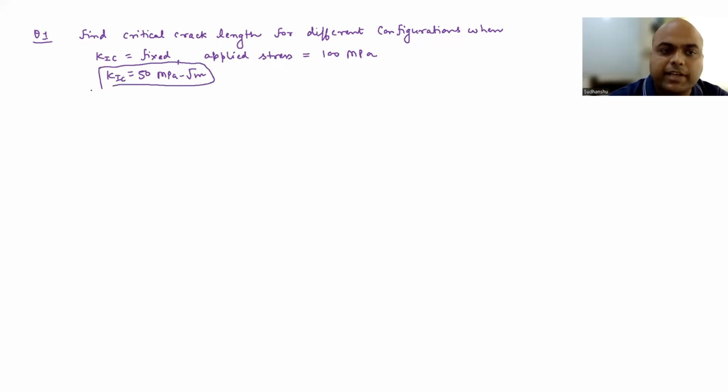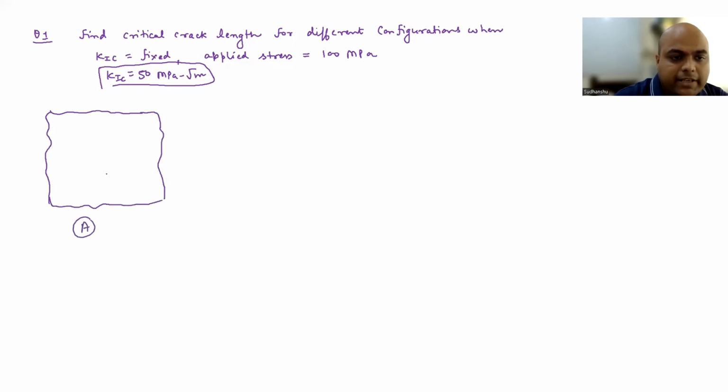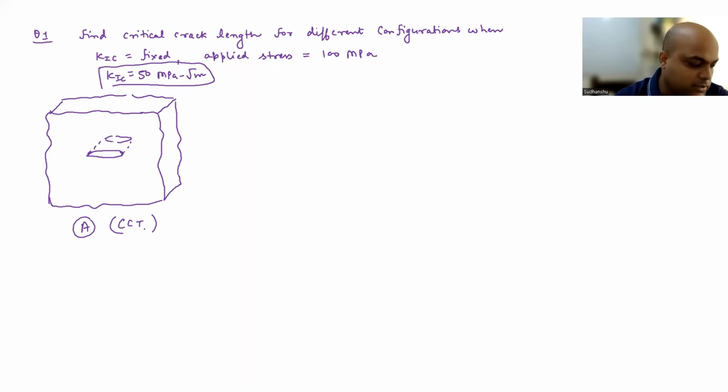So we have been given two values. K1C is given and applied stress is given. So we need to calculate what is the critical crack length. So we have three configurations. Okay, so the first one is what we have been using for a long time now. So this is, say, plate A, where you have central through crack. Okay, so this is CCT and it is an infinite plate. Okay, so here your crack length is 2a. Now second is semi-infinite SENT.